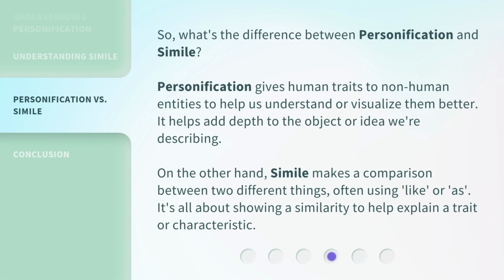So, what's the difference between personification and simile? Personification gives human traits to non-human entities to help us understand or visualize them better. It helps add depth to the object or idea we're describing. On the other hand, simile makes a comparison between two different things, often using like or as. It's all about showing a similarity to help explain a trait or characteristic.